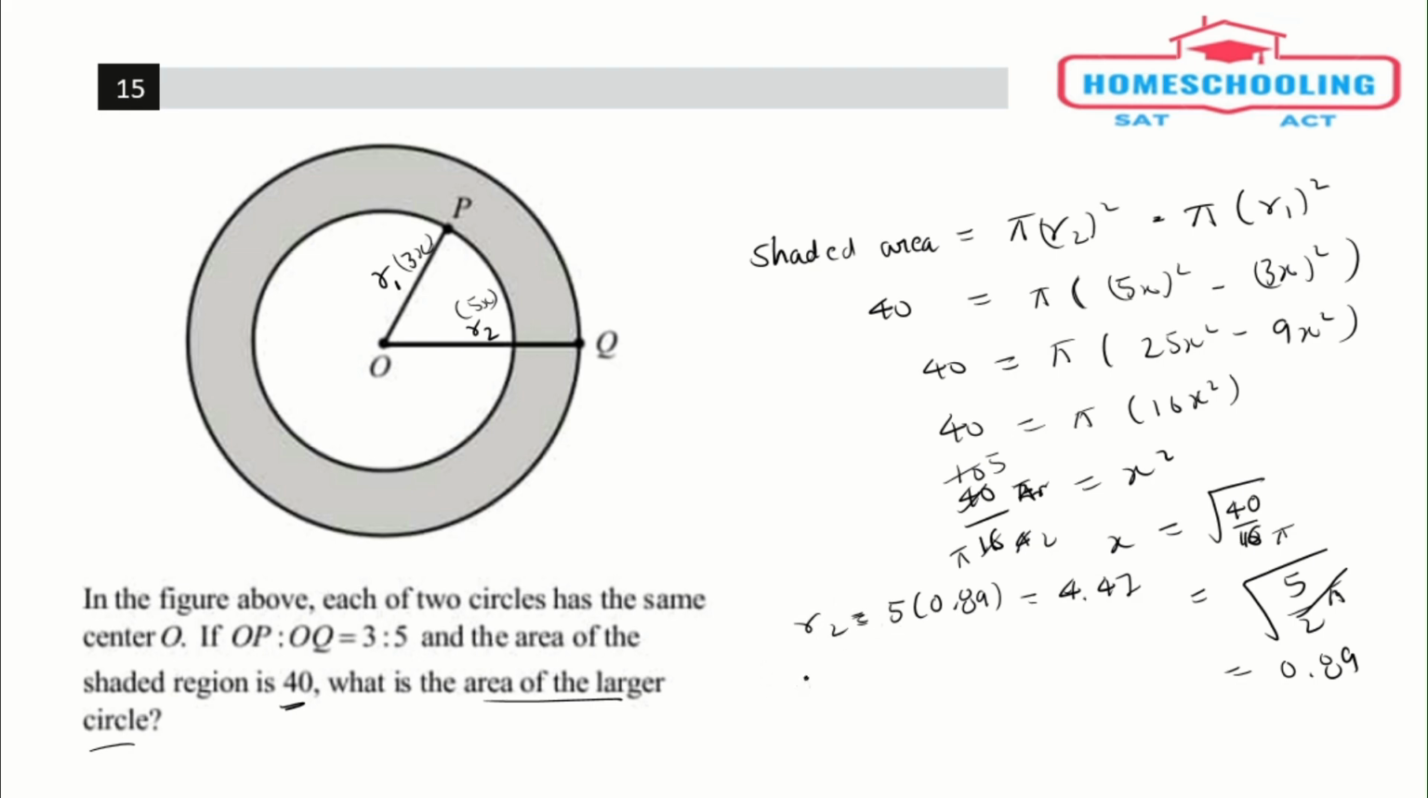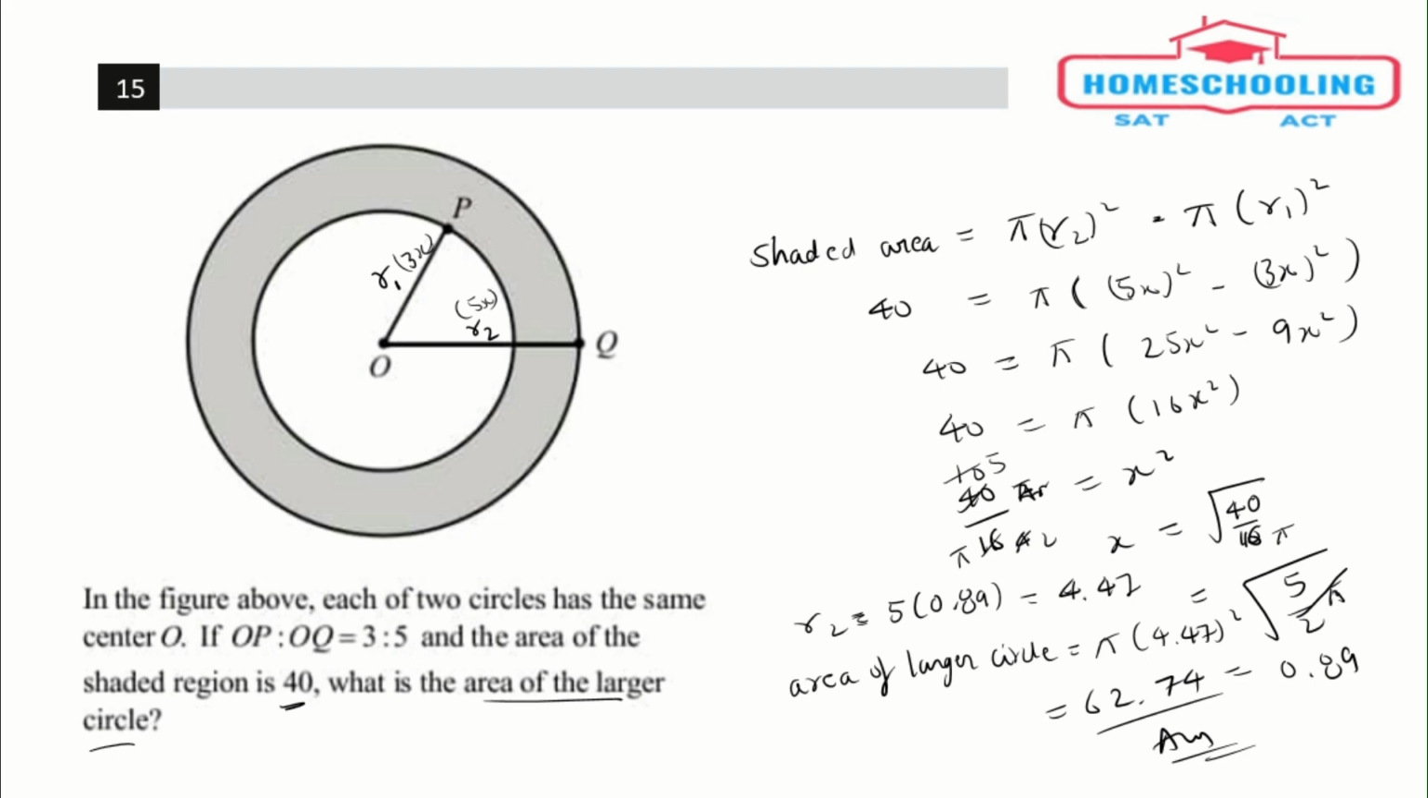Now we have to find the area. The area of the larger circle would be pi r square, 4.47 whole square. If we calculate 4.47 whole square into pi, it is going to be 62.74. So this is going to be your answer here.